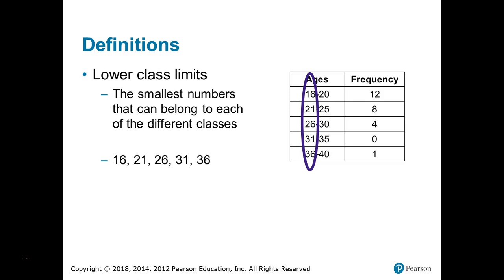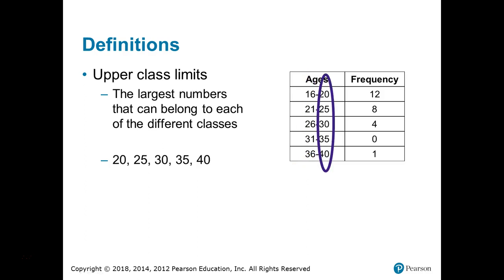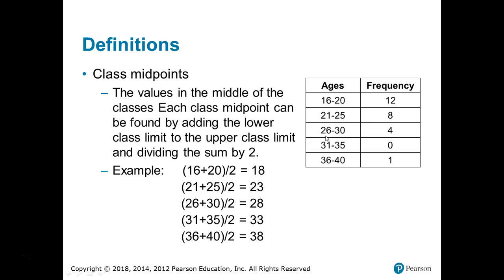The lower class limit is next, and that will be the smallest number that can belong to each of the different classes. So the lower class limits are 16, 21, 26, 31, 36. The upper class limits, as I'm sure my little Einsteins could have guessed, are the largest number that can belong to each of the different classes. So 20, 25, 30, 35, 40. Those are the upper class limits.